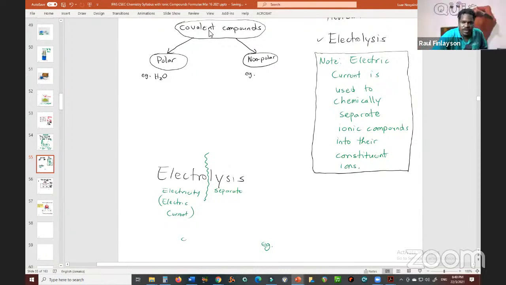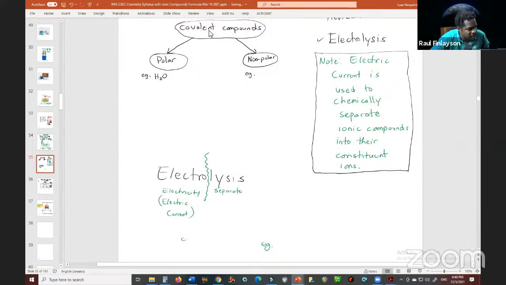Other compounds that are polar would be anything that has oxygen and hydrogen. We could say even hydrogen and chlorine. So HCl is one. That's polar.